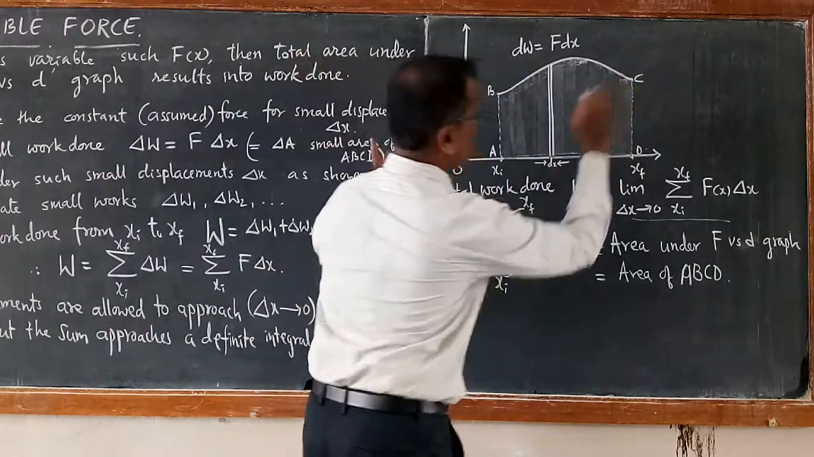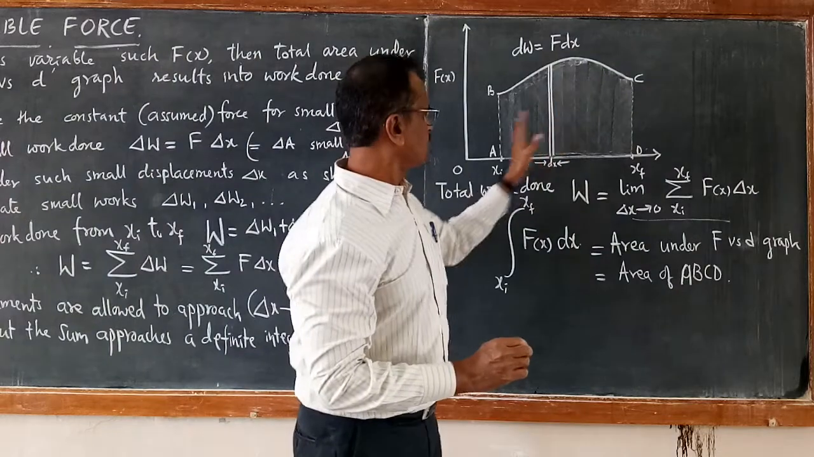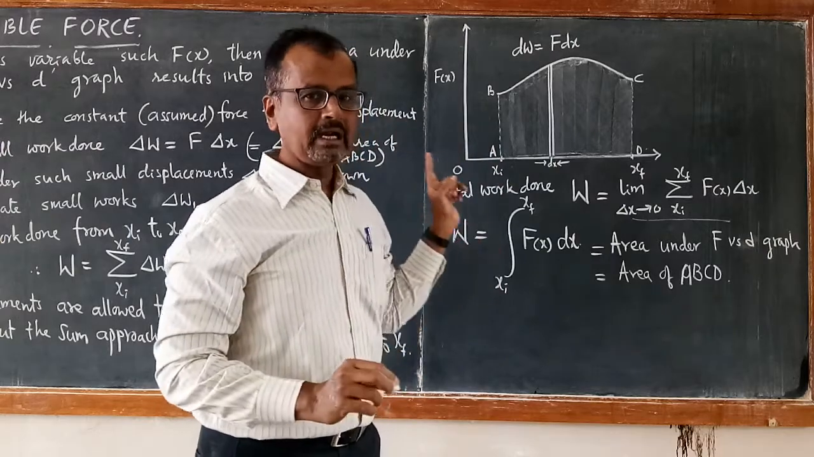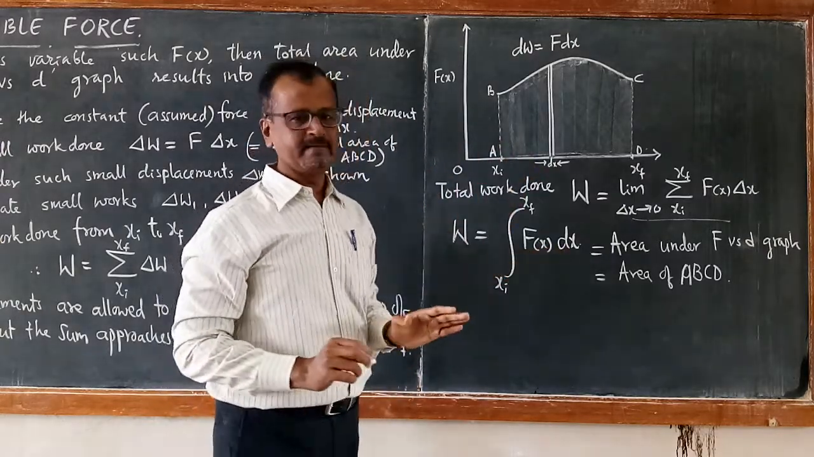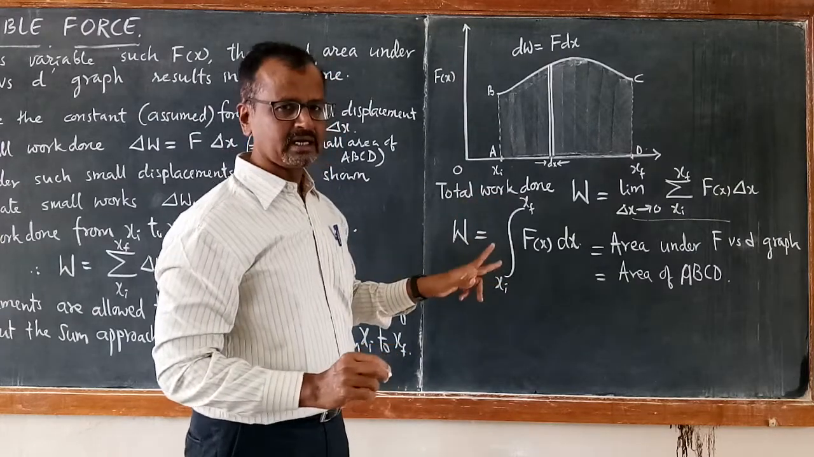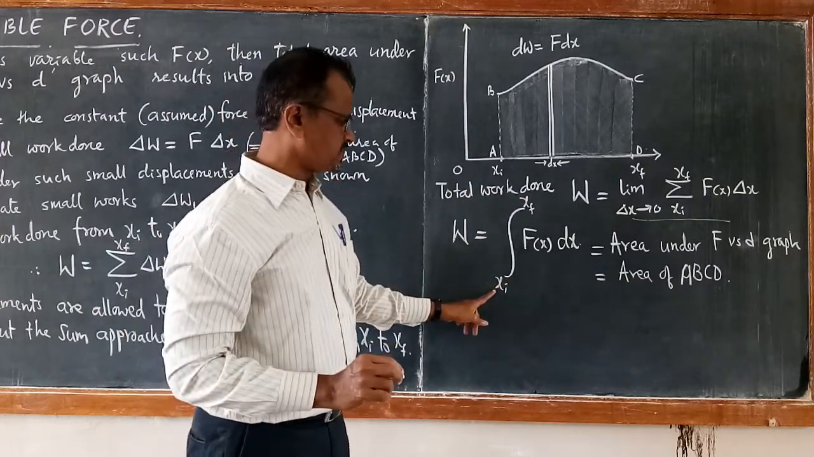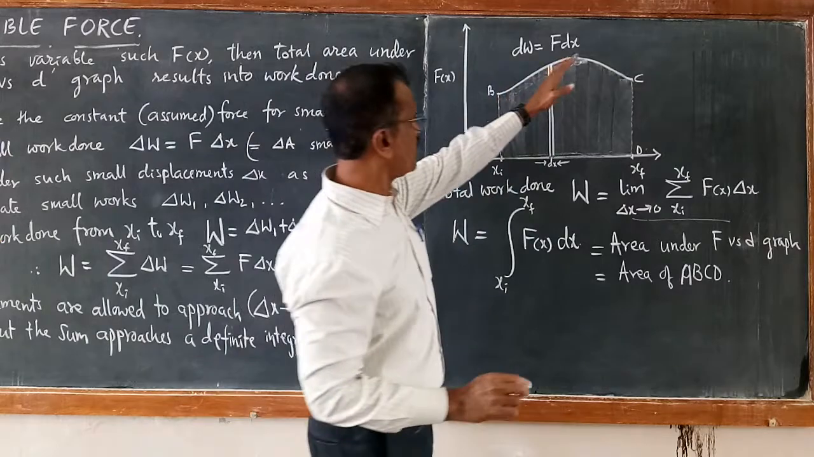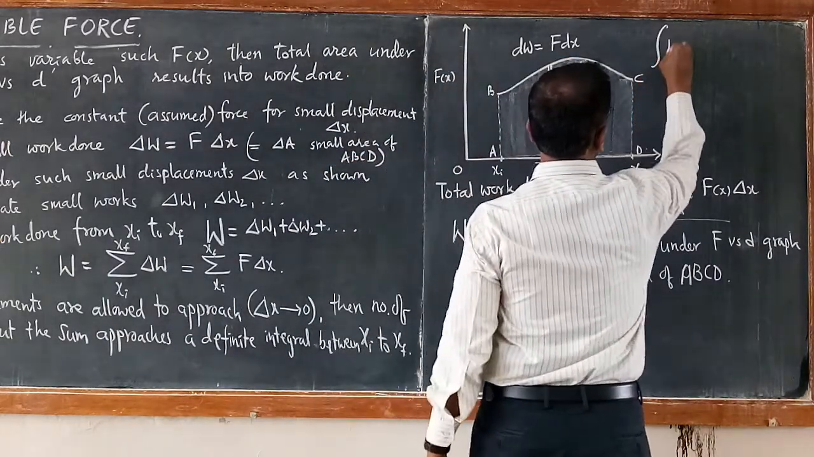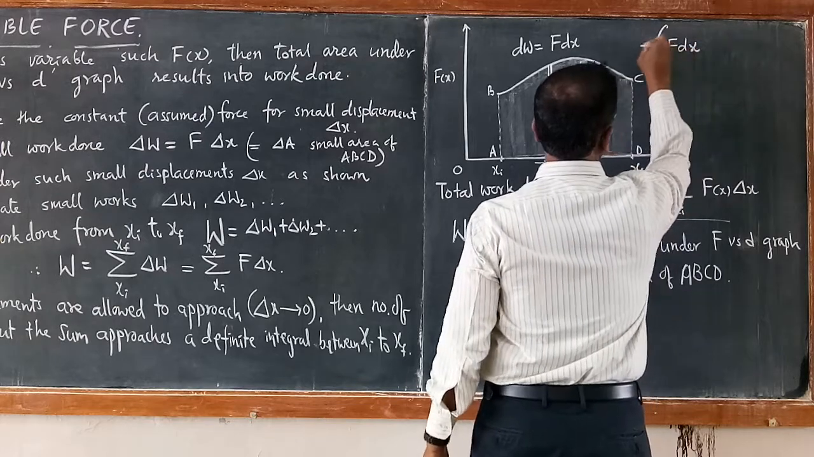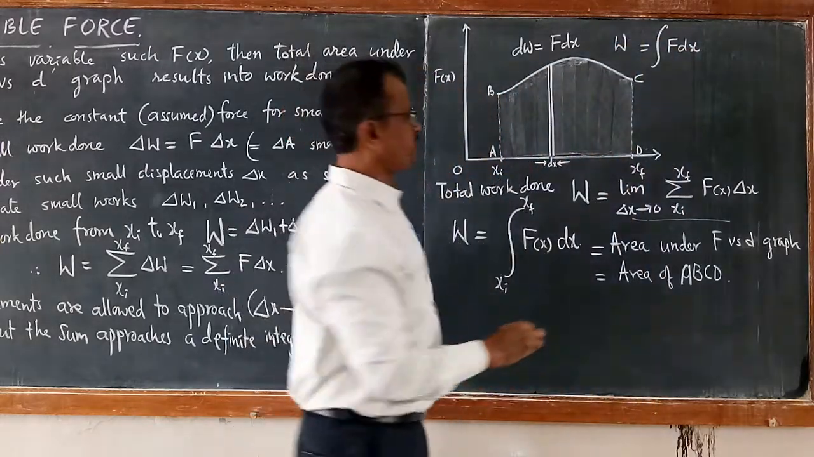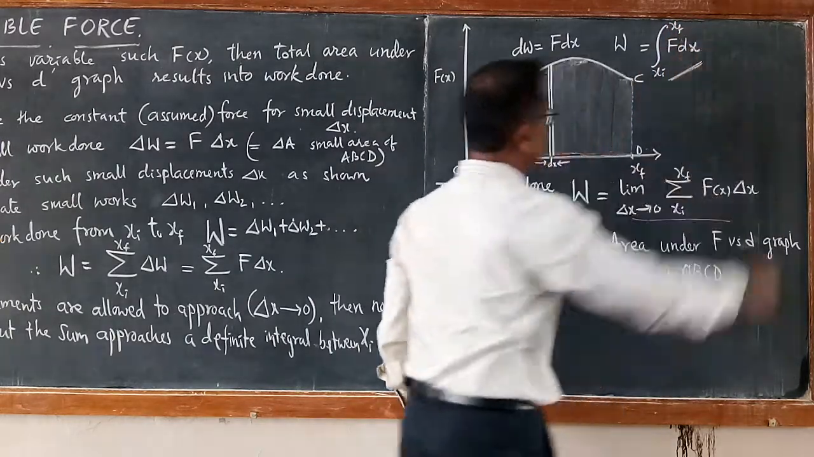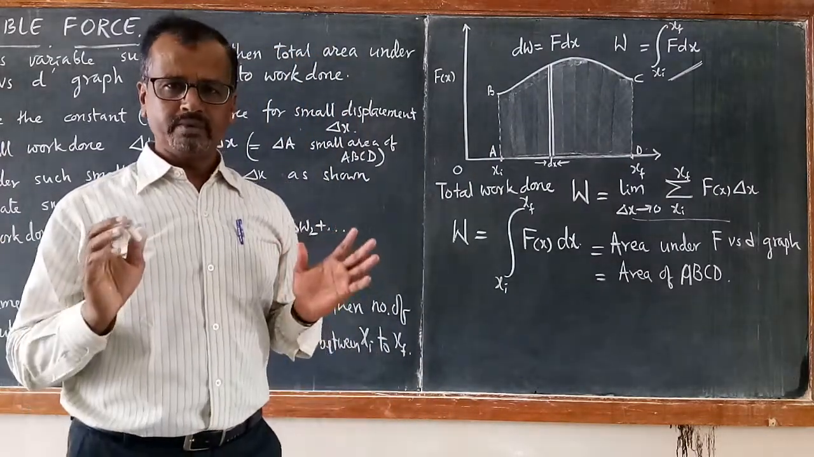Then throughout this, divide this entire shaded region into such small displacements and go for summation. That is the meaning of integration. It is called a definite integral because limits are mentioned here. From where to where? From xi to xf. If we integrate such small work done, then we get the total work done, from lower limit xi to upper limit xf. So this is the meaning of the work done under a variable force.